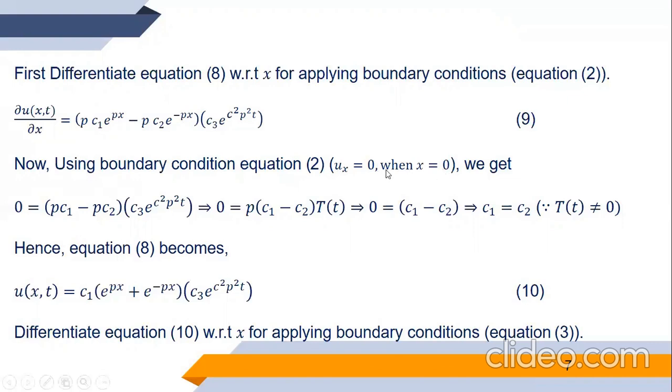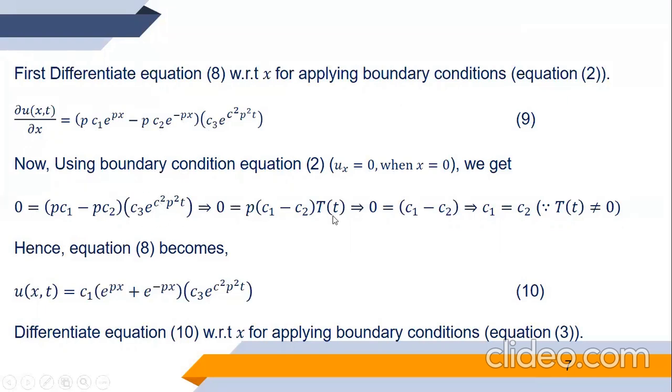So we input this value in equation 9, and this term is 0. So 0 is equal to p c1 minus c2, because e raised to 0 is 1, into this term. So implies 0 is equal to p common c1 minus c2, and this term is nothing but T of t, the solution of T of t.